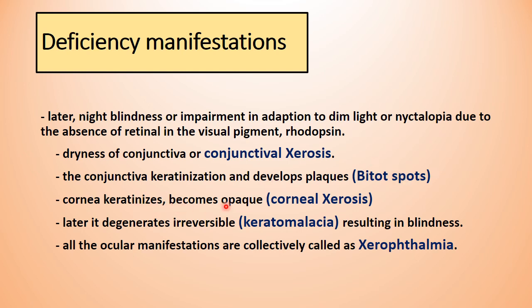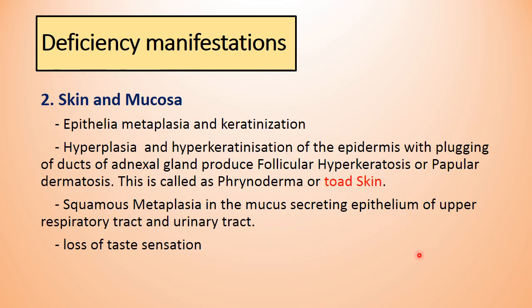Cornea keratinizes and becomes opaque, that is known as corneal xerosis. Later it degenerates irreversibly, that is known as keratomalacia, which ultimately results in blindness. All the ocular manifestations are collectively called xerophthalmia.